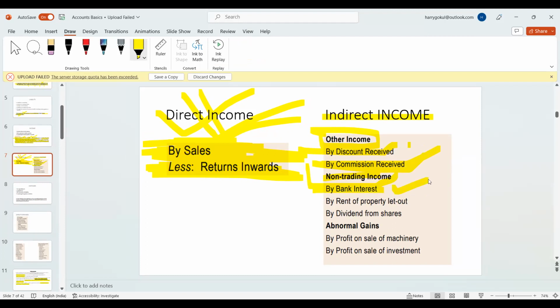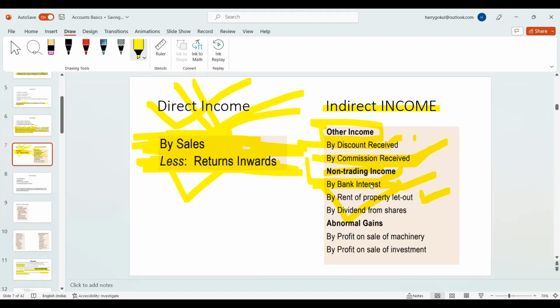Bank interest. I'm maintaining a savings bank account and earned bank interest of 5,000 rupees. It's not my trading activity. It's other income, bank interest. I made a fixed deposit in the bank. I earned the interest, so it is bank interest. I have a property, but it's not my business. If it's your main source of income, it's your business, then it will become sales. No, I have a warehouse which I need to use. If I kept it vacant, it would become waste.